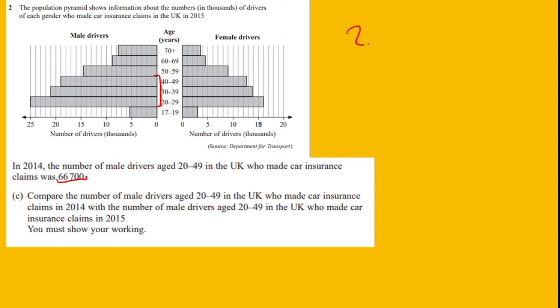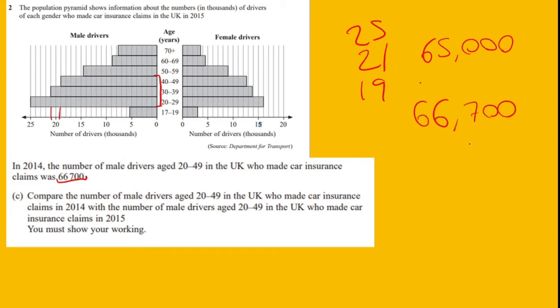Okay, so it's going to be 25, which is the first one. That one there is going to be 21. This one here is going to be 15, 16, 17, 18, 19. Let's add them up. And just remember, these are all in thousands. It's 25 plus 21 plus 19, which is 65,000.